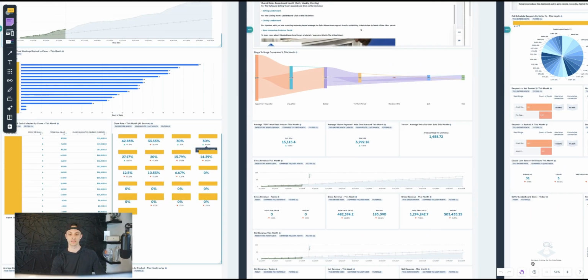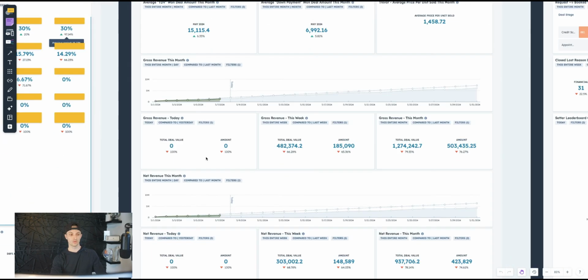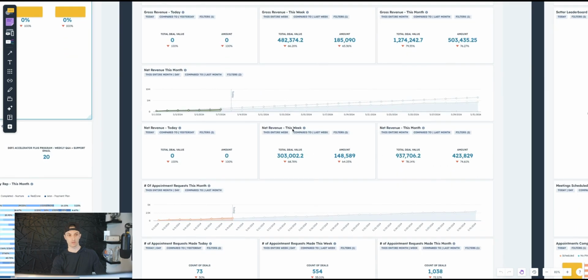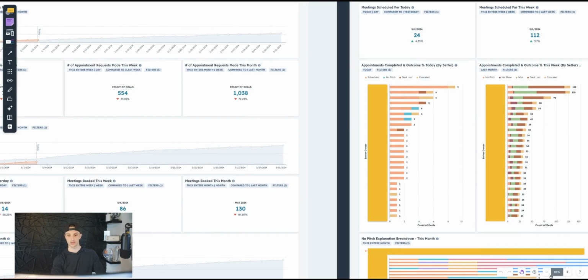In this one, this is a little bit of a different company, but we're tracking our average deal value, right? Our down payment amount, and then our unit per price sold. Today's revenue versus last week's revenue versus this month's revenue, our net revenue versus our gross revenue, right? And it kind of breaks down as such.